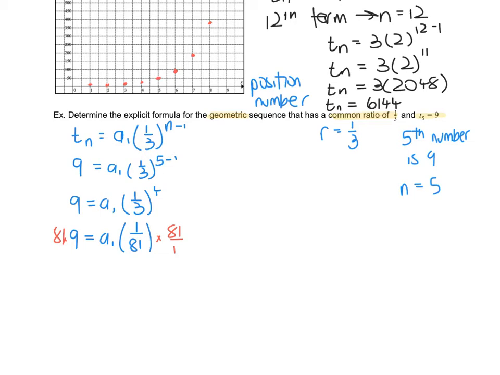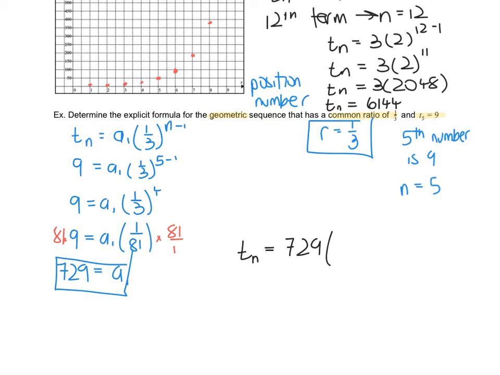So I've gotten rid of that fraction, and all I'm left with on the right side is a 1. And when I multiply 9 by 81, I get 729. So now I know my common ratio from the start. I know my first term because I just solved for it. So I can write my explicit formula. Tn equals, the first number is 729. The common ratio is a third to the power of n minus 1.